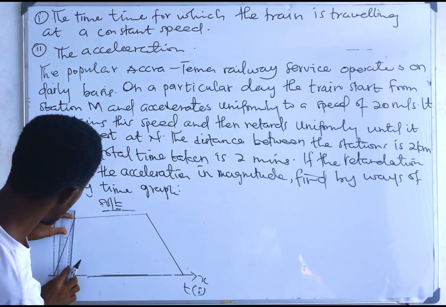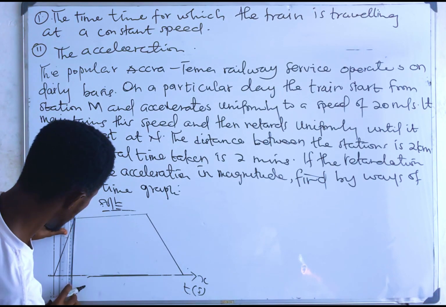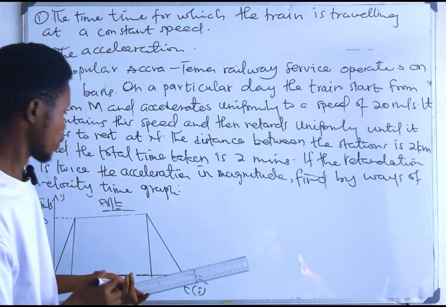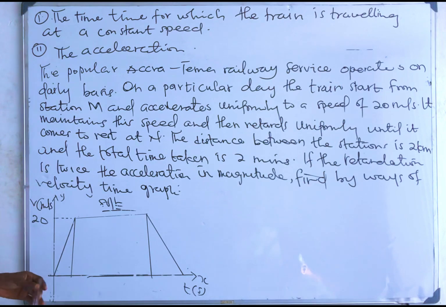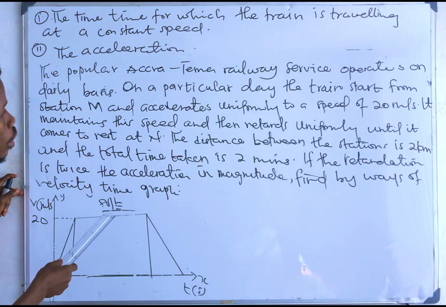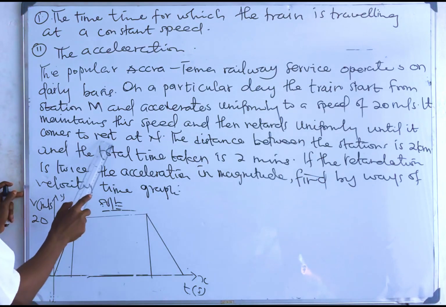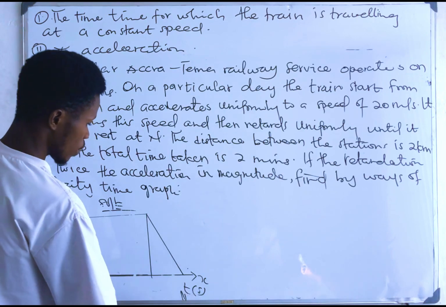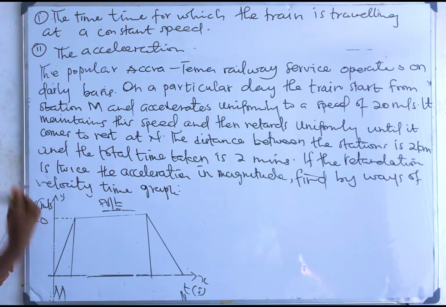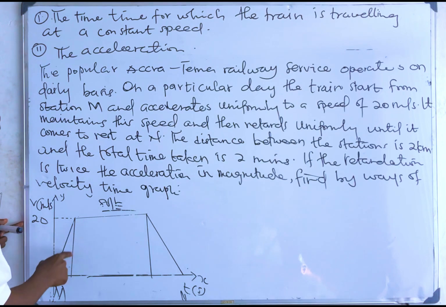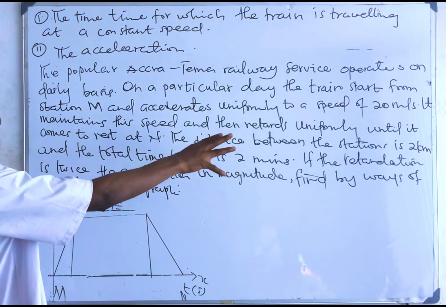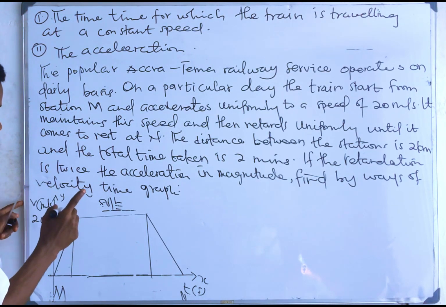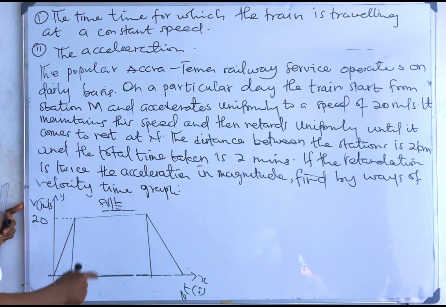Okay, but let's indicate the time. Here will be a time, here too will be another time. So this is the diagram. Until it comes to rest at N. So here will be M, here will be N. Now this is what we are going to have. Was time given? No. But the total distance covered was what? 2 kilometers. That's the area under this curve. Everything is 2 kilometers. Take note.